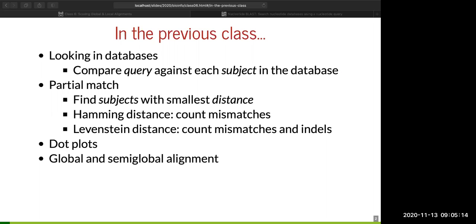Then we said that searching a database is easy if the sequences are identical, like you are looking in a dictionary and you essentially look for the same word. If they are identical, fine. But if they are not identical, if you are working in a biological context where you have mutations or change and evolution, then we are happy with a partial match. And we defined the idea of looking for things that are not identical but are similar.